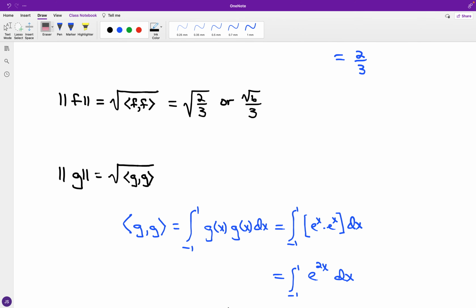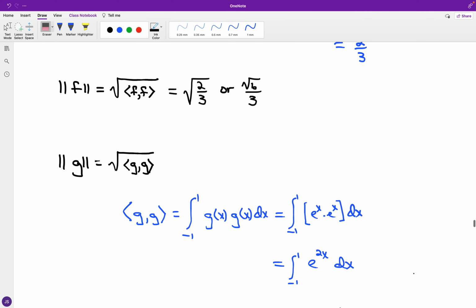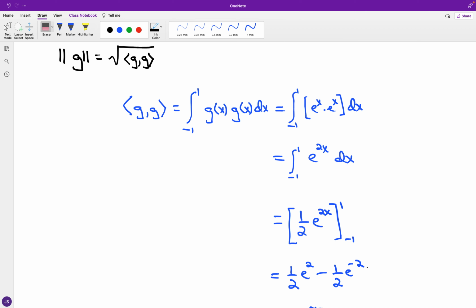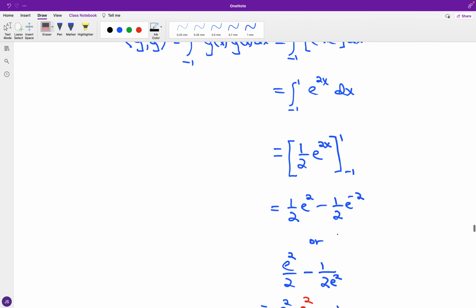And for the inner product of g with itself, as x goes from -1 to 1, we're looking at g of x times itself, where we have e to the x times e to the x is e to the 2x, and the antiderivative of e to the 2x will be 1/2 of e to the 2x as x goes from negative to positive 1. And at x equal to 1, we have 1/2 of e squared, and at x equal to -1, we have 1/2 of e to the -2. And for the difference, you have 1/2 of e squared minus 1/2 of e to the -2.